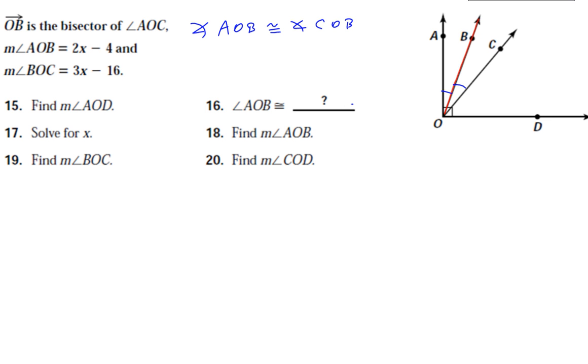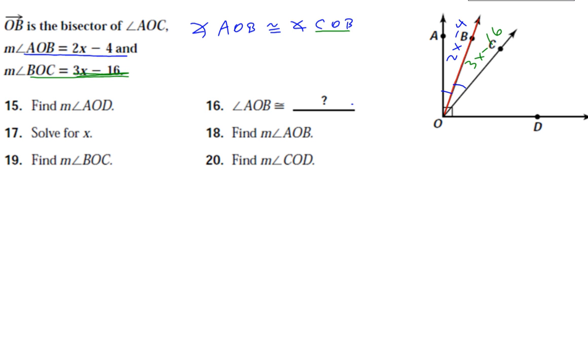Okay. Well, what is AOB equal to? It says AOB is equal to 2x minus 4. So in this angle, I'm going to put 2x minus 4. And it's also telling me that BOC, this angle over here, which is the same as COB, is equal to 3x minus 16. So I'm going to write 3x minus 16 over here. They're asking me for a whole bunch of things.